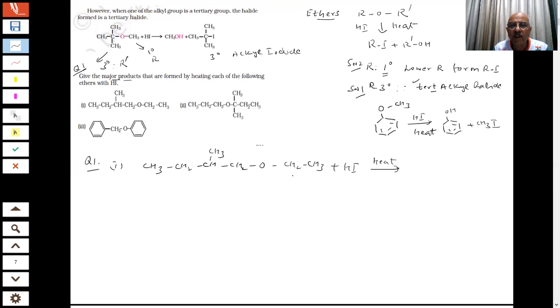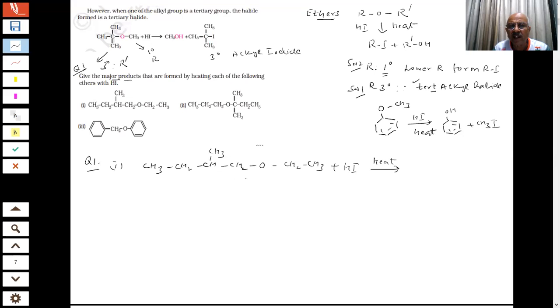Now, there are two R groups. These R groups and these R groups, are they 1 degree, 2 degree, or 3 degree? What type of alkyl groups are these, students? This is 1 degree. What is this? 1 degree, 2 degree, or 3 degree? Fast. Sir, this is 3 degree.